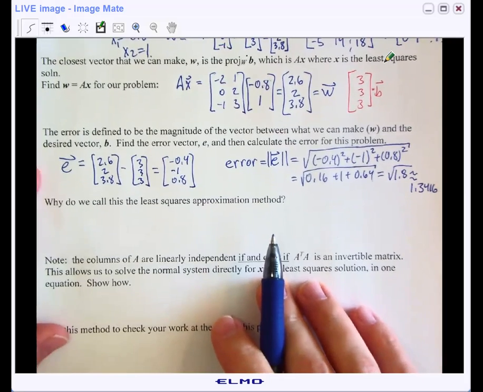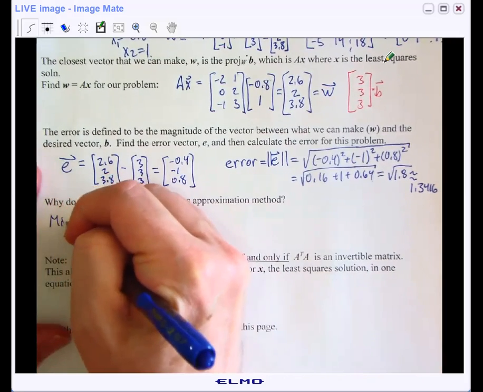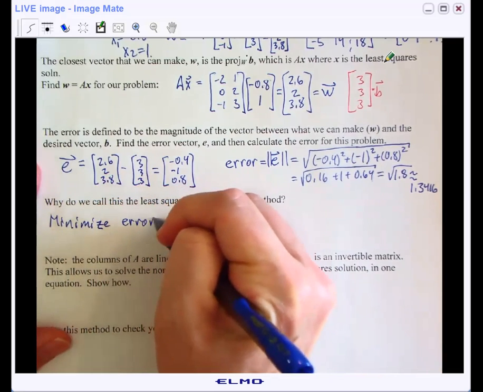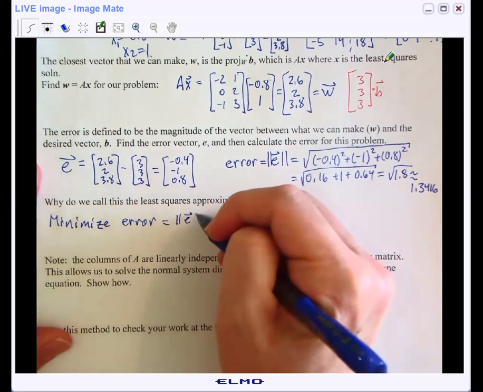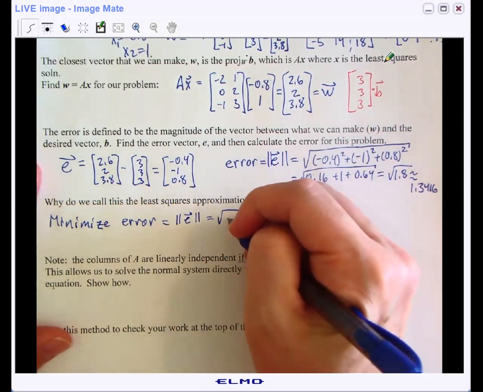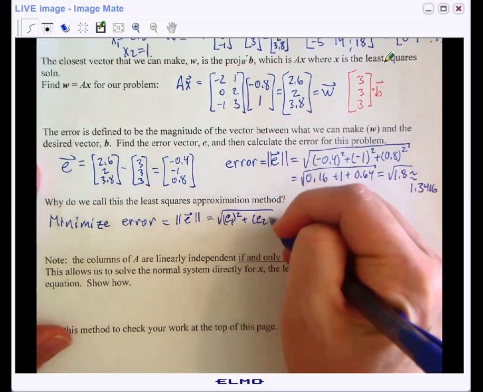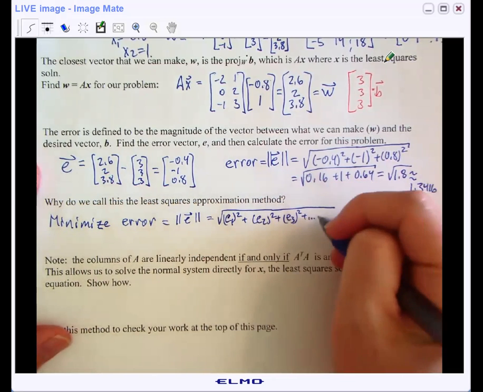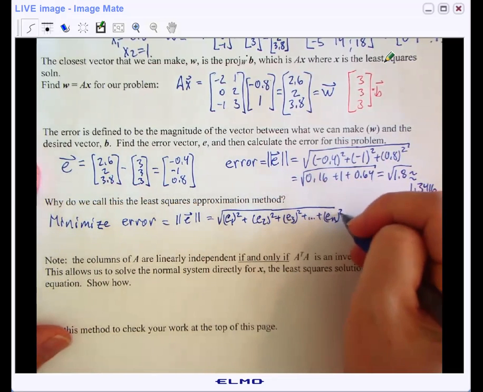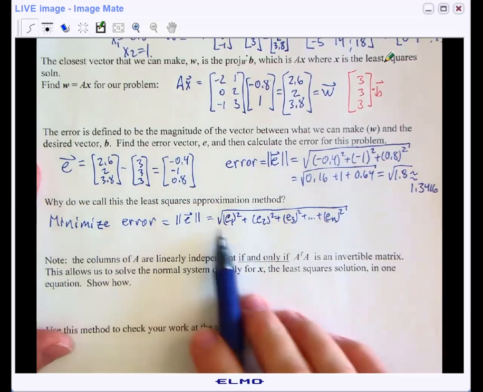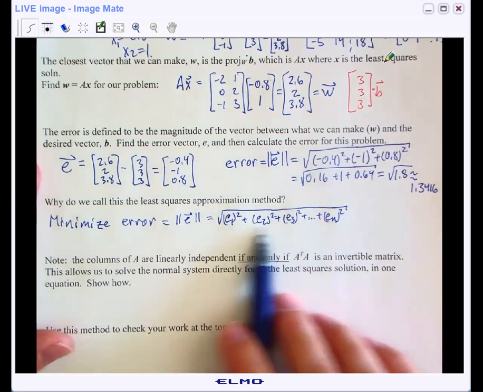So let's write that down here. So we're trying to minimize error, which is equal to the magnitude of the error vector, which is equal to the square root of the first component E1 squared plus E2 squared plus E3 squared plus yada yada. And we could go all the way out to the nth vector component squared. So we're trying to minimize the error, and that's the least sum of the squares of the components.